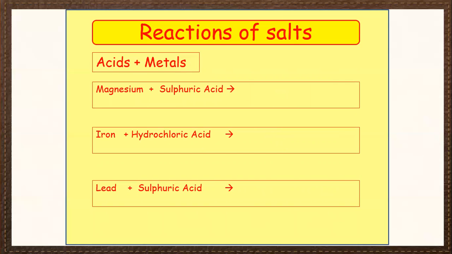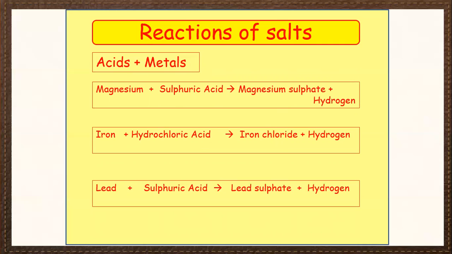Acid plus metal: magnesium plus sulfuric acid, magnesium sulfate will come with hydrogen. Iron plus hydrochloric acid gives iron chloride and hydrogen. Likewise, lead plus sulfuric acid gives lead sulfate and hydrogen.